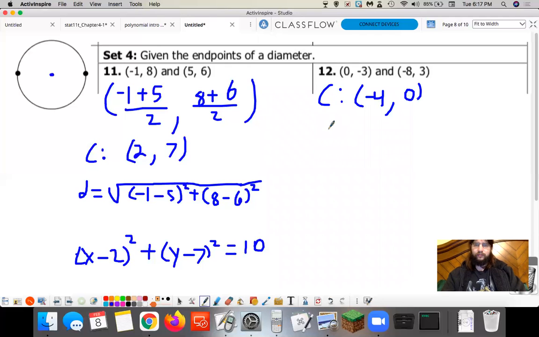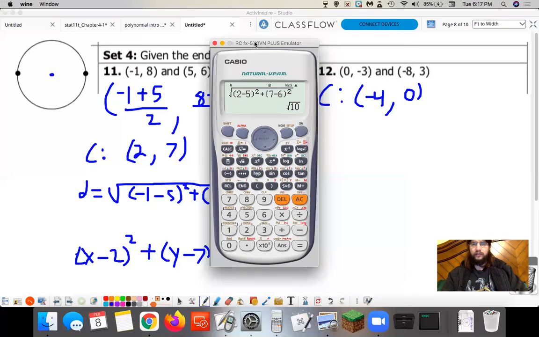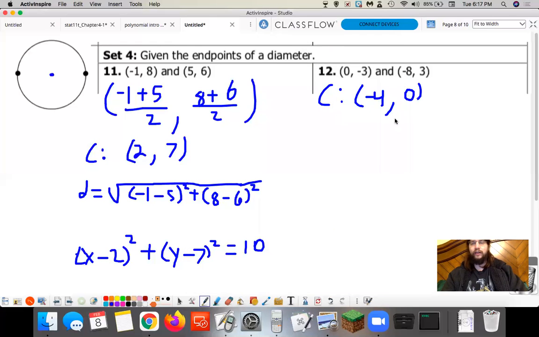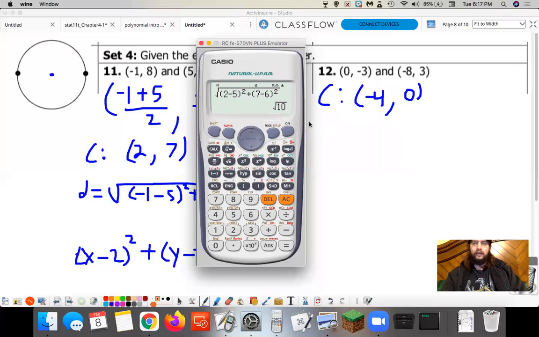Distance. I'm going to use these 2 points because there's zeros in here. So actually, I can probably do that in my head. That's 16 plus 9 is 25. So it's going to be 25, but the radius is going to be 5.